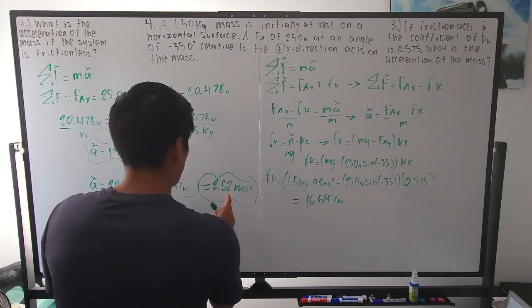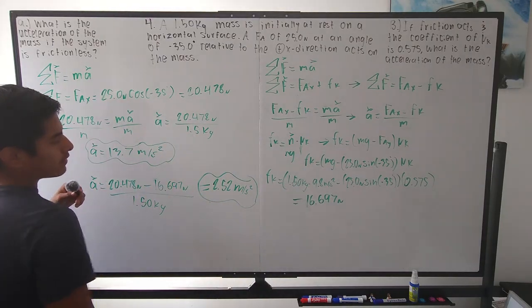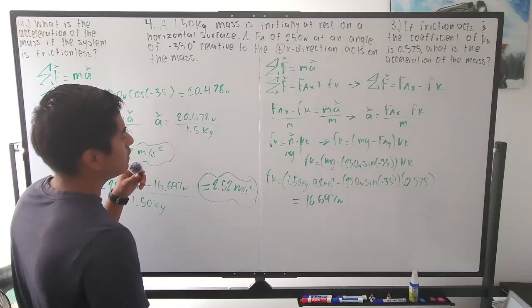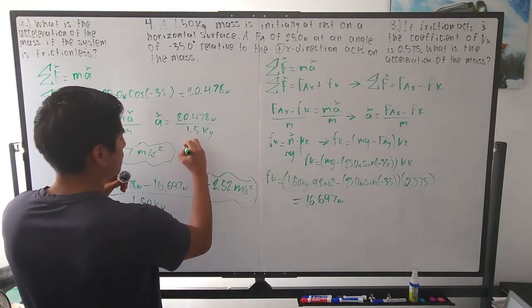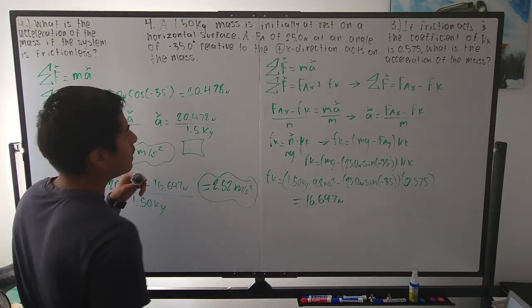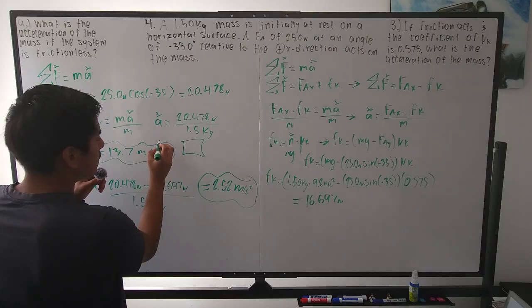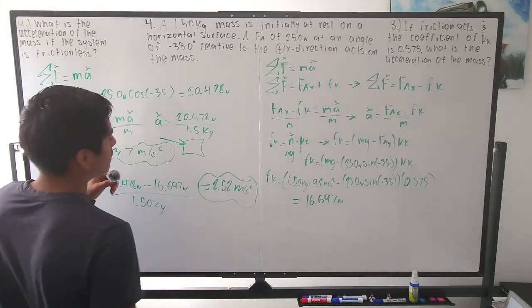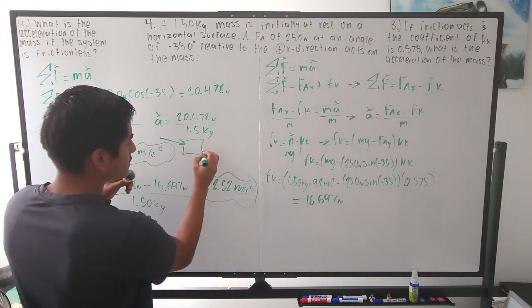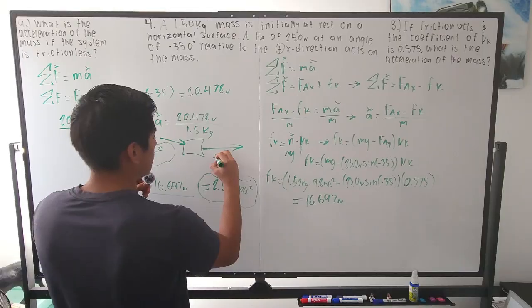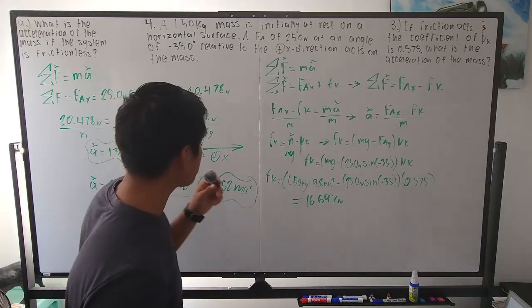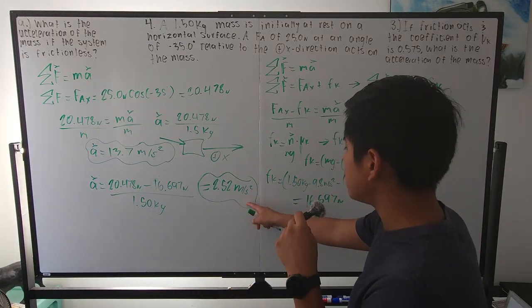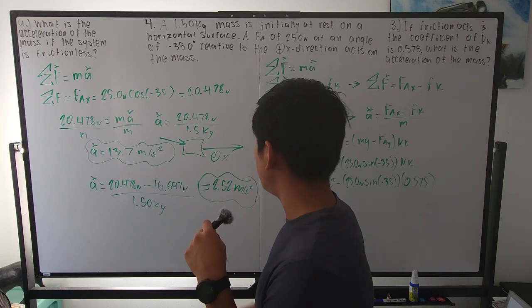And I forgot to mention that both of these are in the positive x direction. So let's say we have an object right here, and somebody was pushing on it like this. This object would then start accelerating this way in the positive x direction. But yeah, that's the acceleration with friction and without friction.